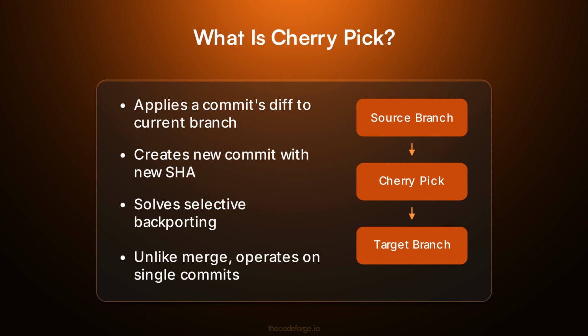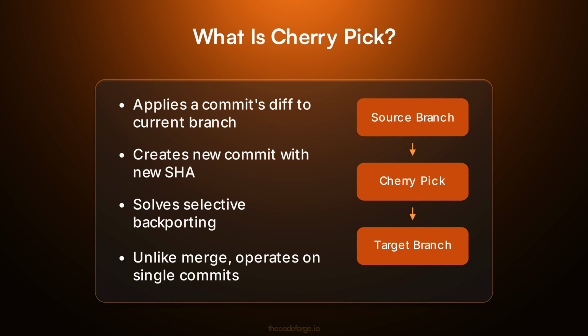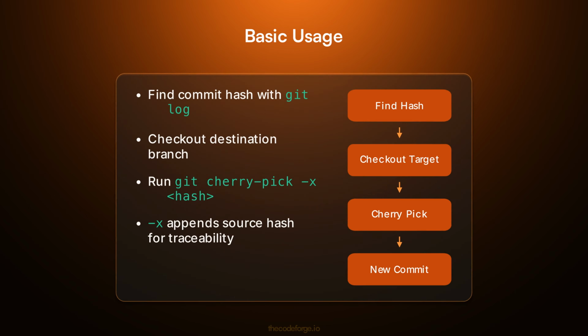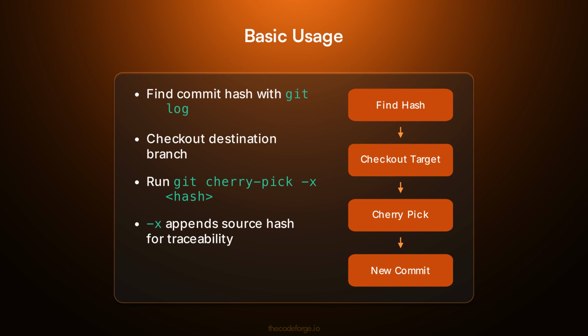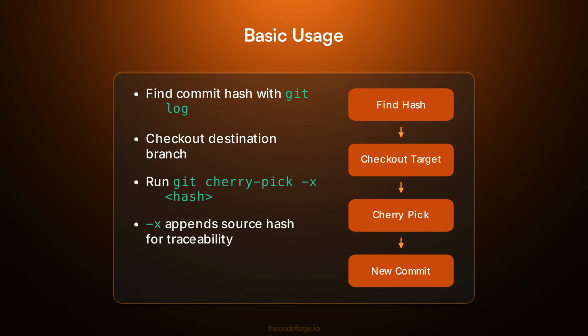Cherry-Pick takes the changes from one commit and replays them onto your current branch. It's perfect for backporting a hotfix without merging an entire branch. The basic workflow: find the commit you want, switch to the target branch, and run cherry-pick with the -x flag. That flag is your traceability link.